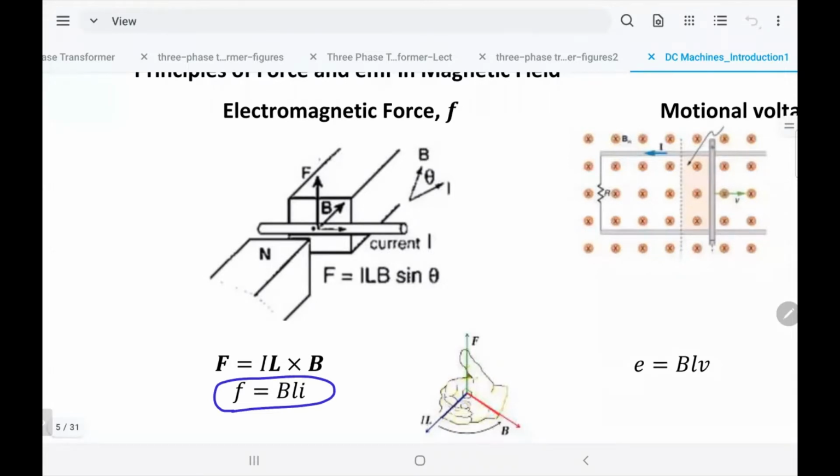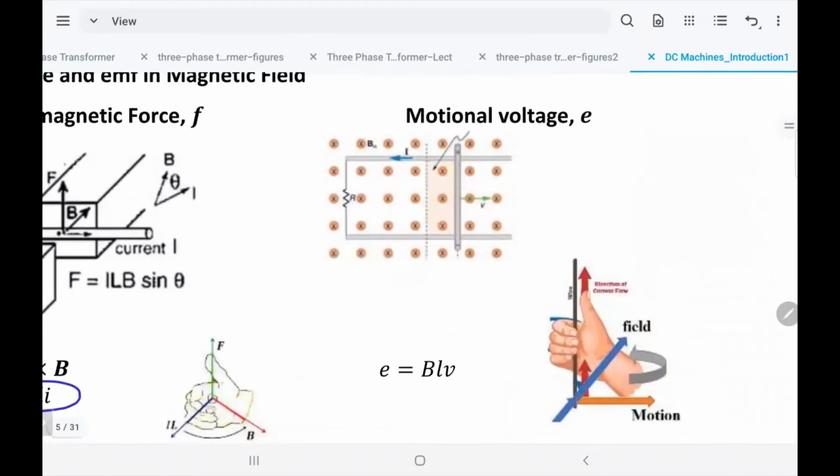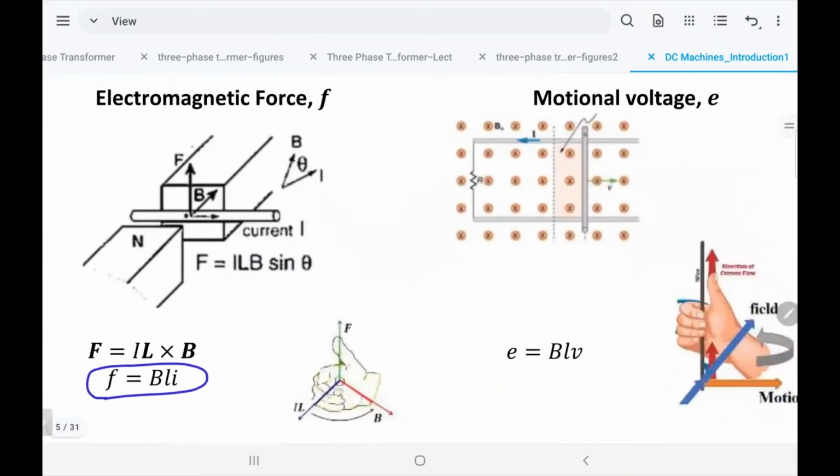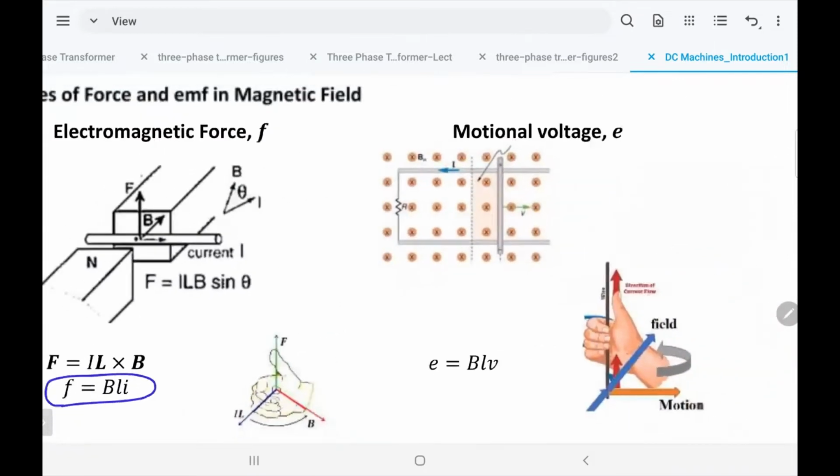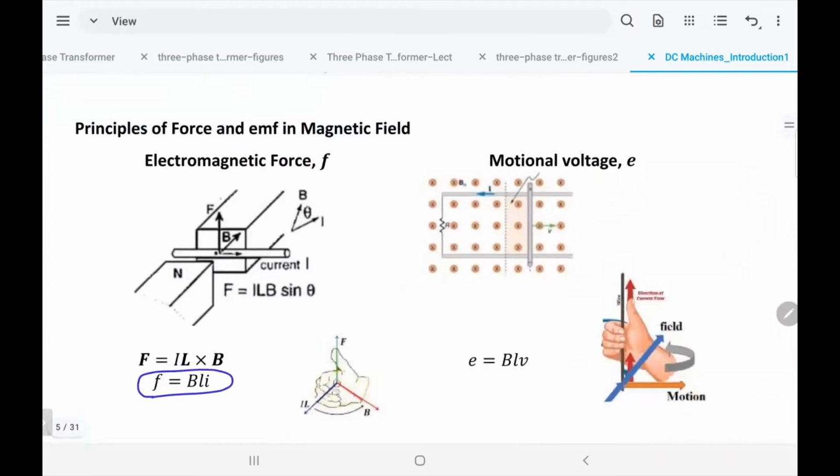How you calculate, how you find the direction of the force. So as you see here, the conductor will be lifted up. So that's the force. I know we did that in physics, but I like to make it fast so you'll understand what we're doing here.